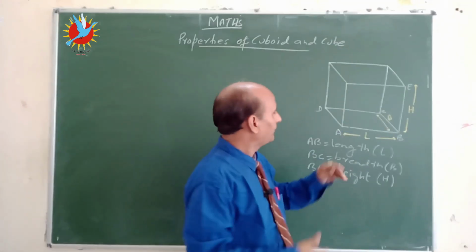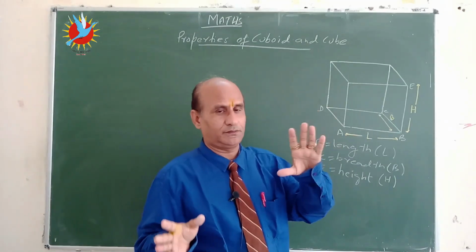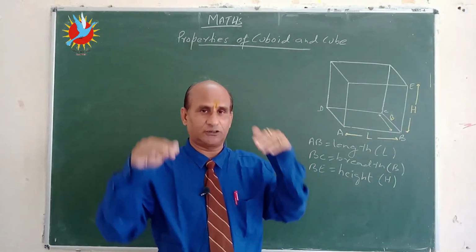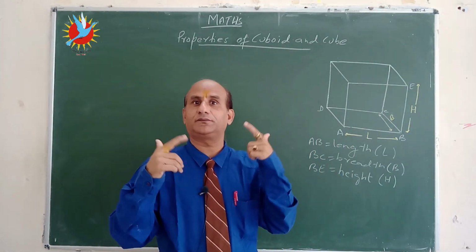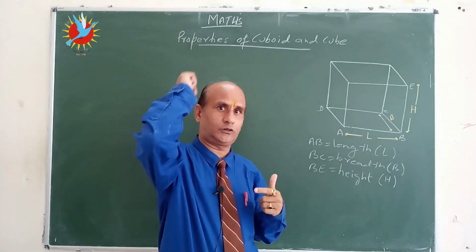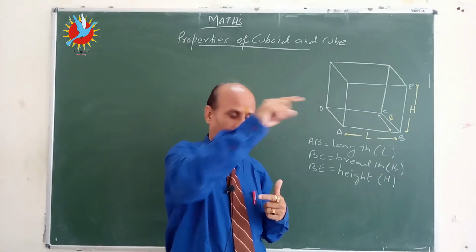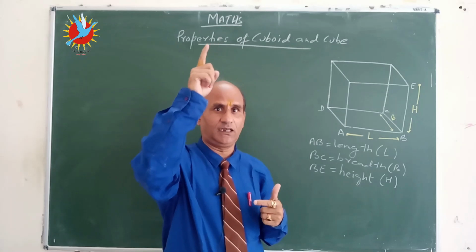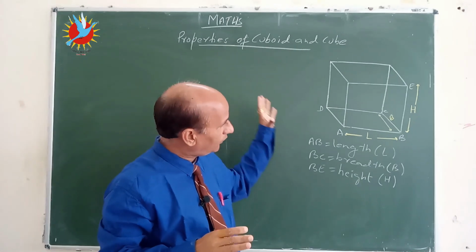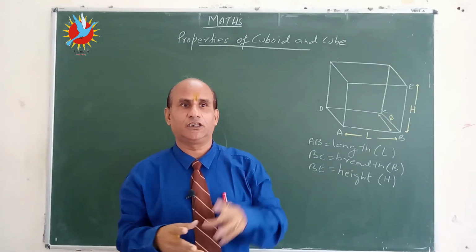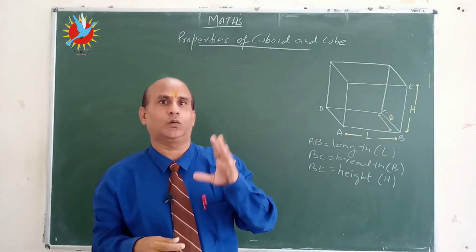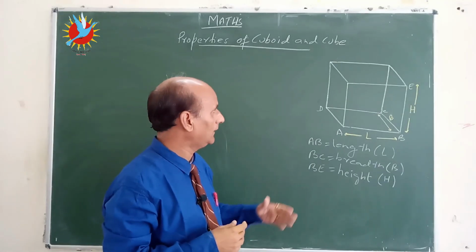Now here in a cuboid we have 6 surfaces. This room also has 6 surfaces. Which 6 surfaces? 1, 2, 3, 4, 5 and 6. In all these 6 surfaces, pairs are equal. Two pairs are always equal.